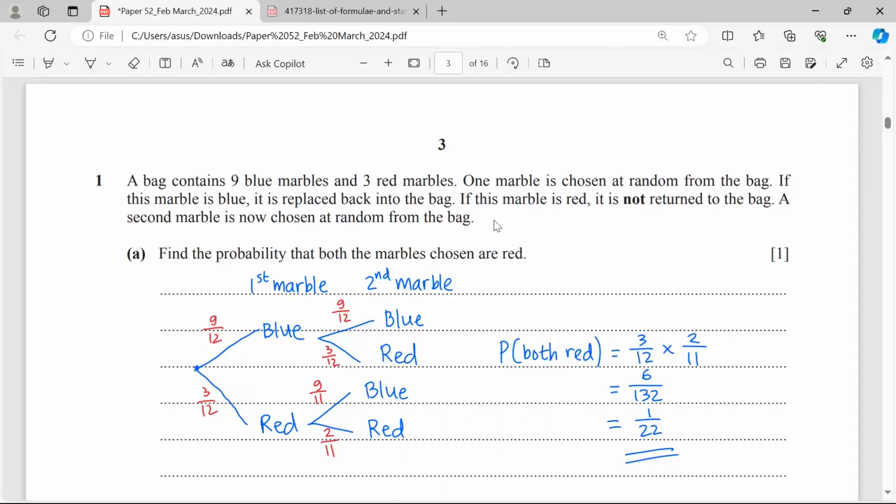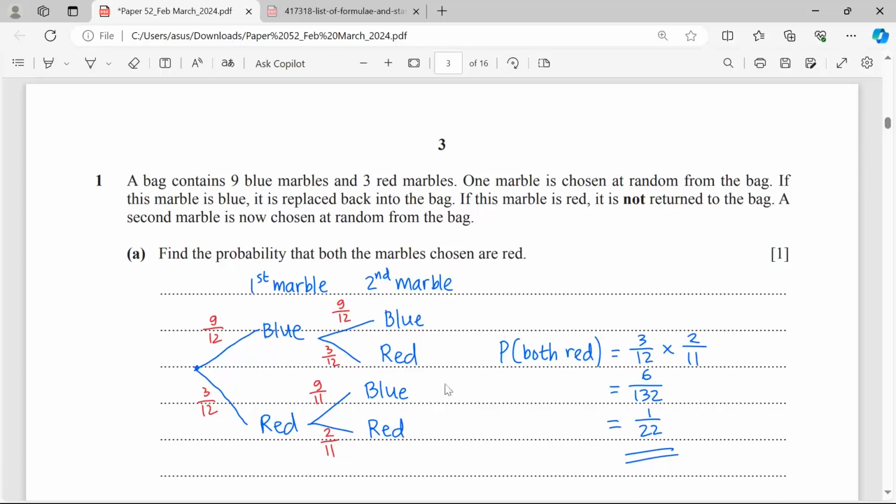However, if the first marble is red, it is not returned to the bag. So this means the total number of marbles is reduced by 1, so it now becomes 11. We can see that for the blue marble, it is 9 over 11, and for the red marble the second time, it is 2 over 11. Why is it 2? Because we have taken one red marble before and it is not returned, so the remaining red marbles is 2.